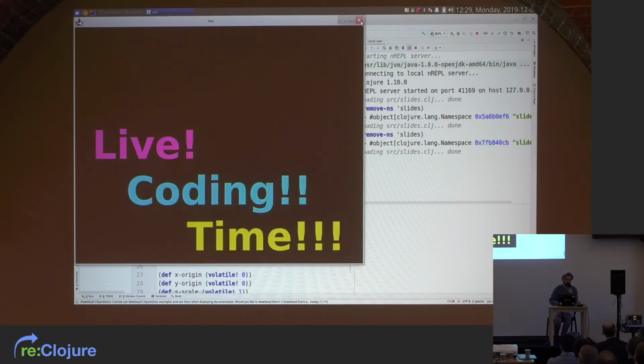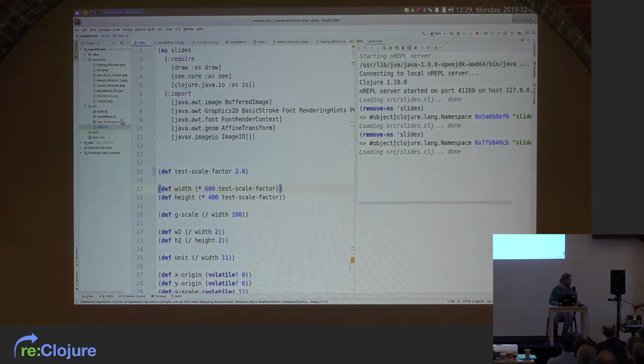So now it's live coding time. Let's see if we can render a Mandelbrot set. Let's give it that. Oh, does that work? It's very exciting.